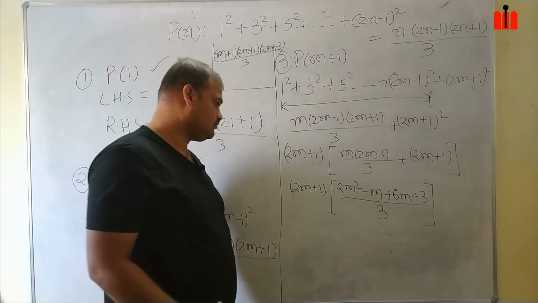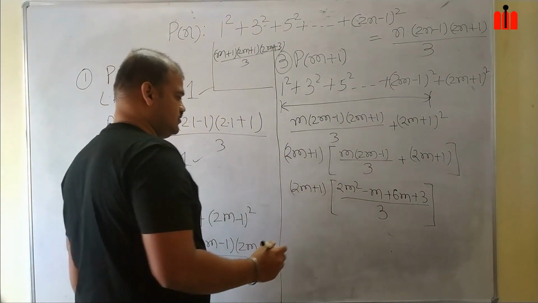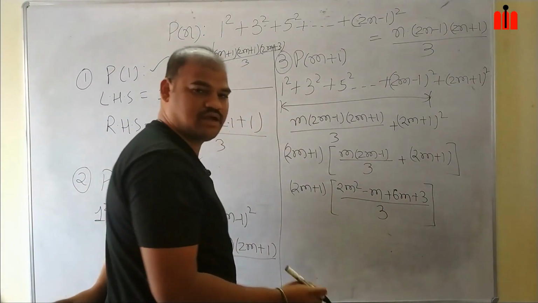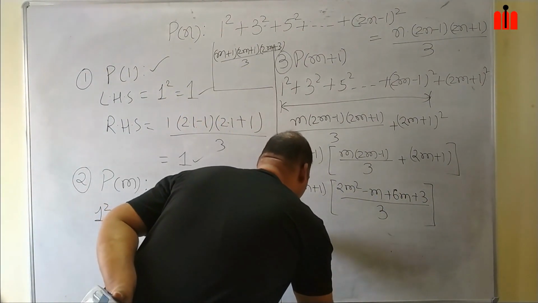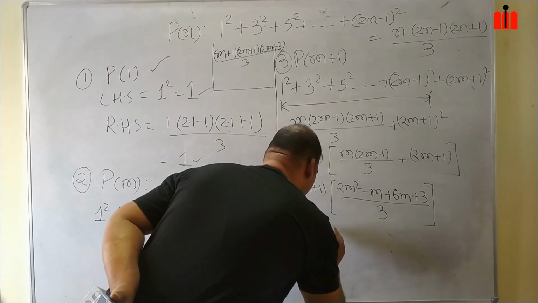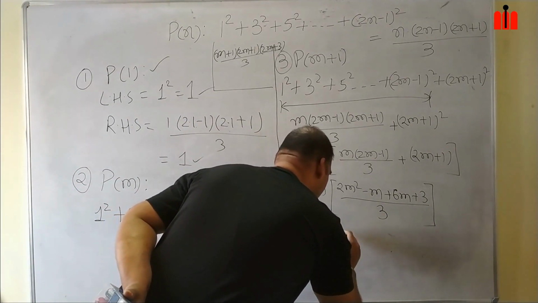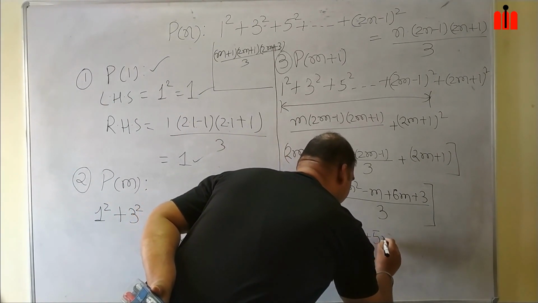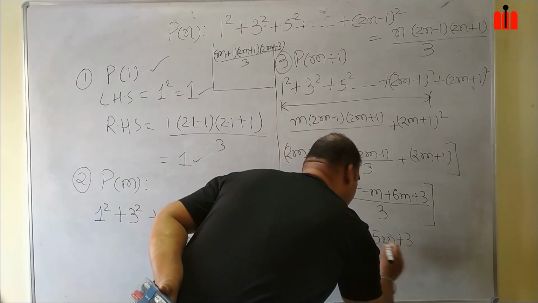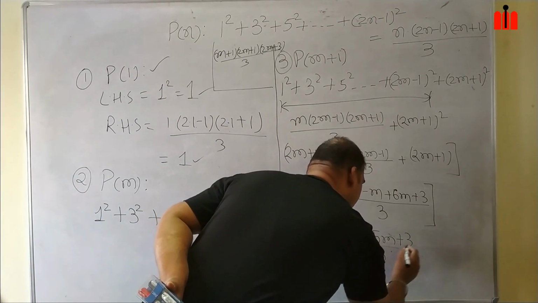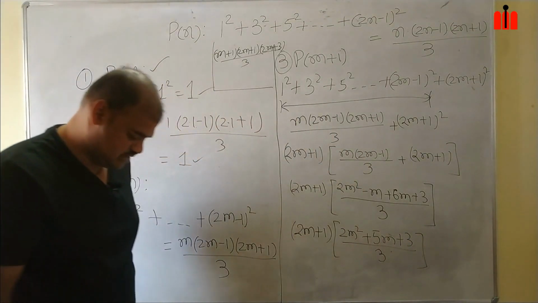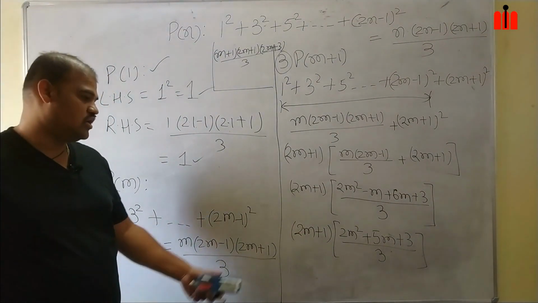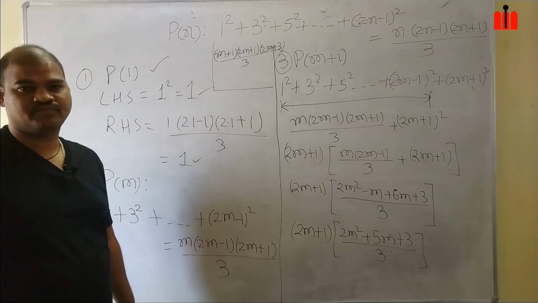Now this 6m minus m will become 5m. So it will be 2m square plus 5m plus 3, whole divided by 3. Okay, so 2m square plus 5m plus 3, whole divided by 3.